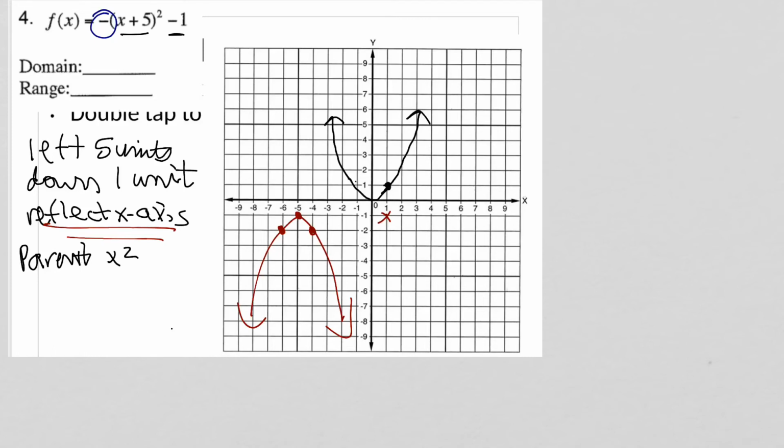What's the domain of this one? Well, it's going to get wider as it goes down, so we've got negative infinity to positive infinity. Let's see, what's my biggest y value? It's at negative 1. So bracket negative 1, and it goes down to negative infinity there for the range.